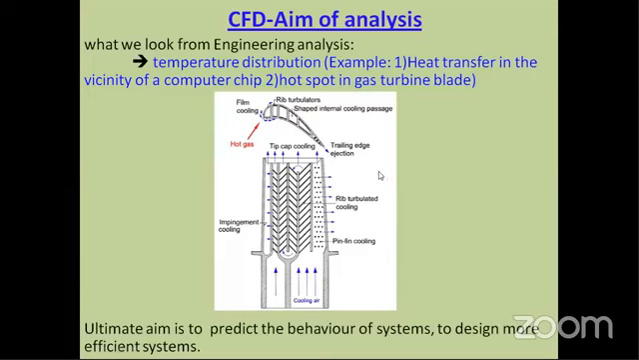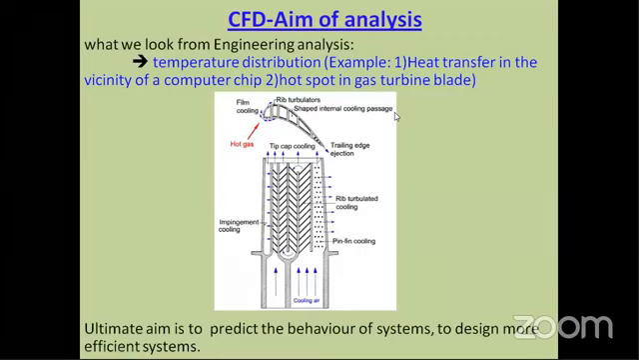Okay. Second application of CFD for heat transfer or temperature distribution is heat transfer in the vicinity of the computer chip. Okay, so we know that a computer generates a lot of heat and it has to be dissipated. Otherwise, please understand, if the heat is not dissipated, then what happens? The temperature of the system goes on rising. And we know that the higher the temperature, the life of the electronic component decreases.